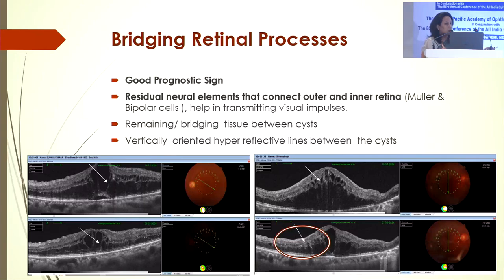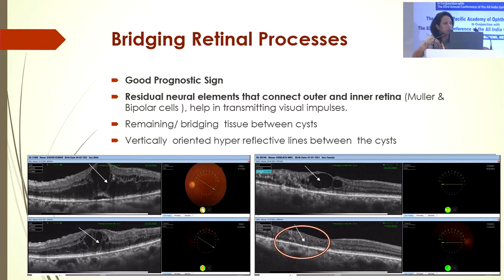What is more important than the number, size, and the location of the cyst are the bridging retinal processes. These are residual neural tissues that are connecting the outer and the inner retina and transmitting the visual impulses. So here you can see in both these pictures that we can see these bridging retinal processes on the OCT, and on resolution the retinal integrity is also being maintained. So these are good prognostic signs. When we have bridging retinal processes, the outcomes are also good.